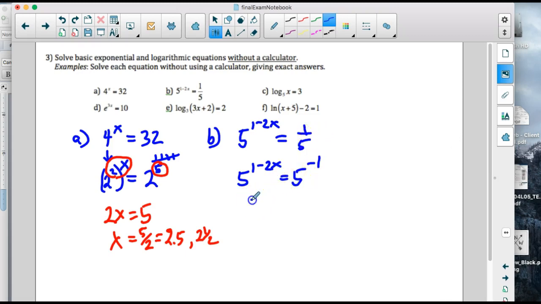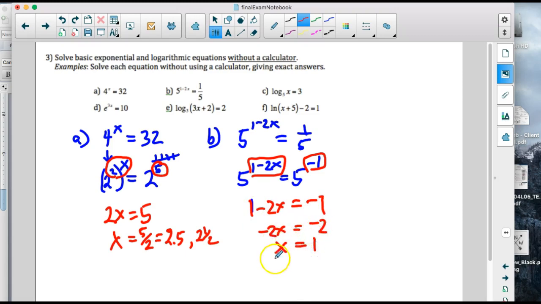So then we would write, since the bases are now the same, these exponents can be equal. We'd write 1 minus 2x equals negative 1 and solve. We would subtract 1, so we get negative 2, and x is equal to 1 in this case for part B.